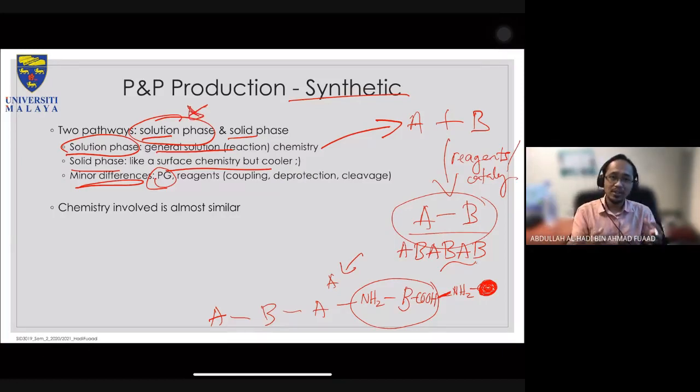Okay, so in this case, the solution phase reaction can actually be done in just water. Okay, so if you are doing a synthesis in water, meaning that you can get water everywhere around the world. It's very cheap. It's very easy to clean it. Okay, so it's part of a sustainability.